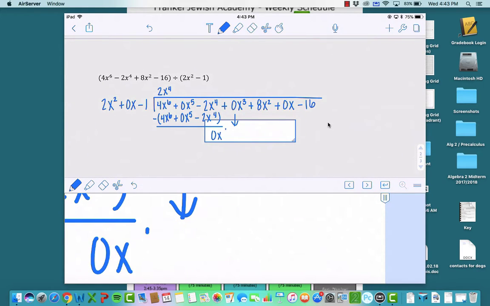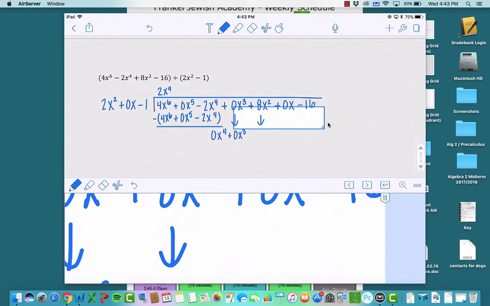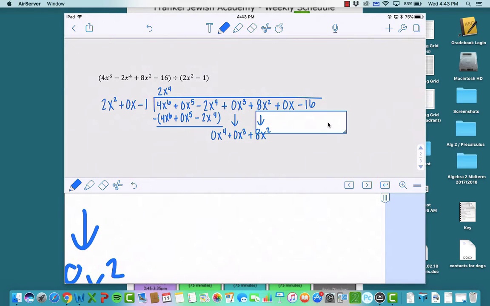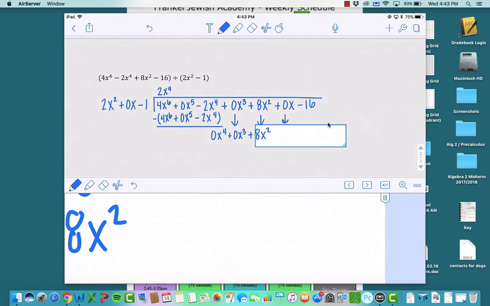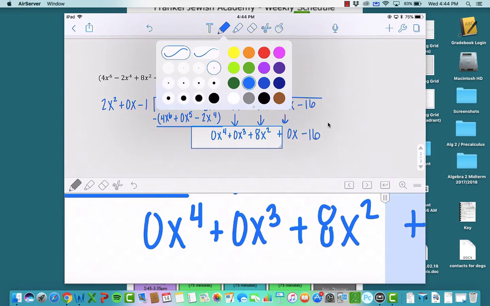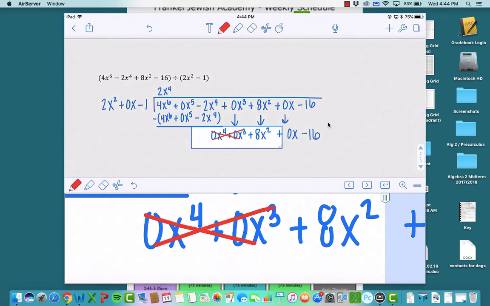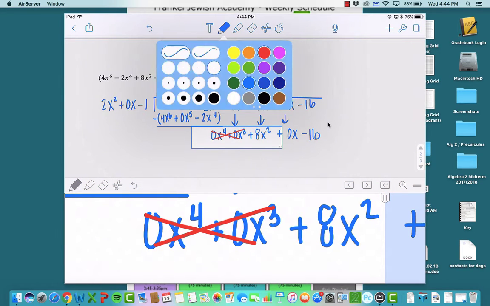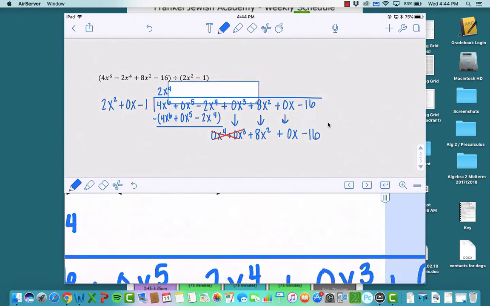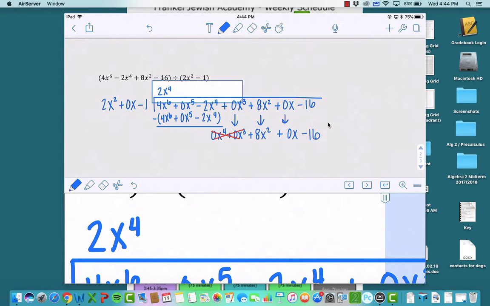This will be x to the 4th, plus 0x cubed. I have to keep bringing things down until I can actually do something. 8x squared plus 0x minus 16. Well, I don't need these. The terms I wrote as placeholders, I don't really need those. So how many times does 2x go into 8x squared? It's 4.